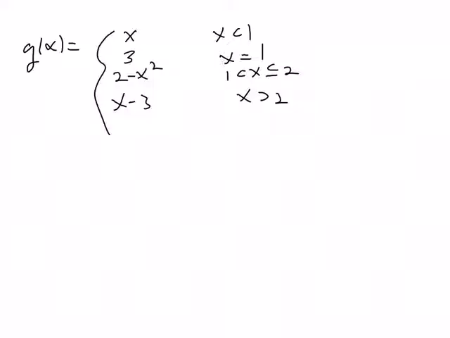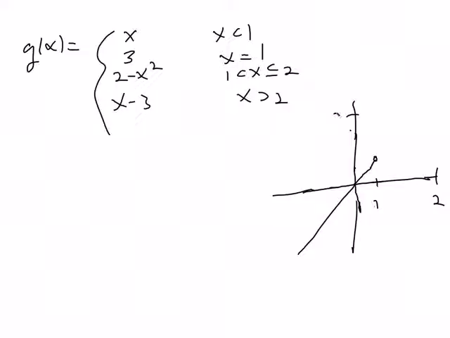So let's start with x being less than 1. So here's our graph. Here is 1, and here is 2. If x is less than 1, we just have x. Oh, sorry, wrong way. So when we have less than 1, we just have this going to 1. Now we go over here. At x equals 1, we jump to 3.